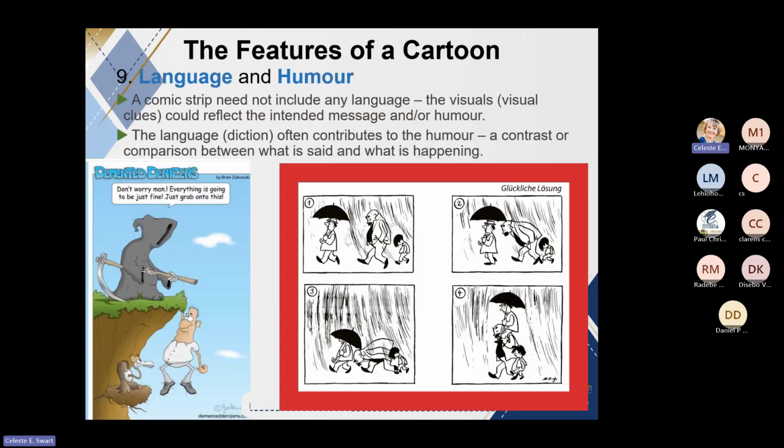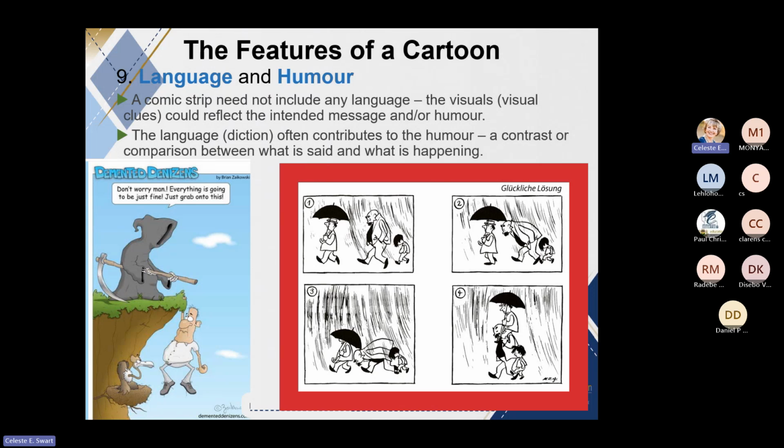Then language and humor. Now, a comic strip need not include any language. There can be visuals only, the visual clues, and that could reflect the intended message and or humor. The comic strip on the right, you see it's numbered 1, 2, 3, 4. So they've numbered their frames that way, but we usually write frame 1, frame 2. And you can see the story that's happening there, and you'd be able to tell a story about it. And it will assist you to see, I don't need any words.